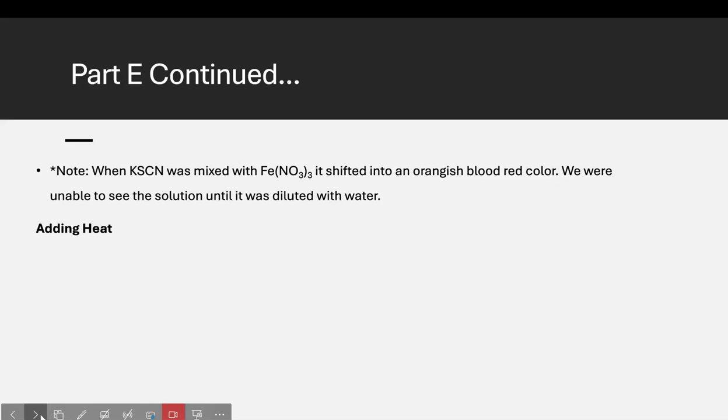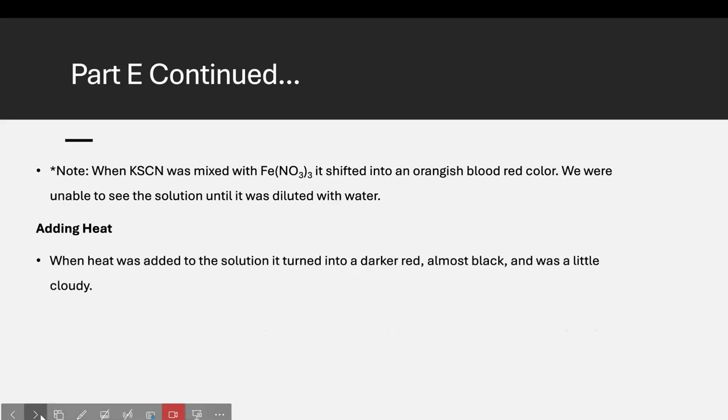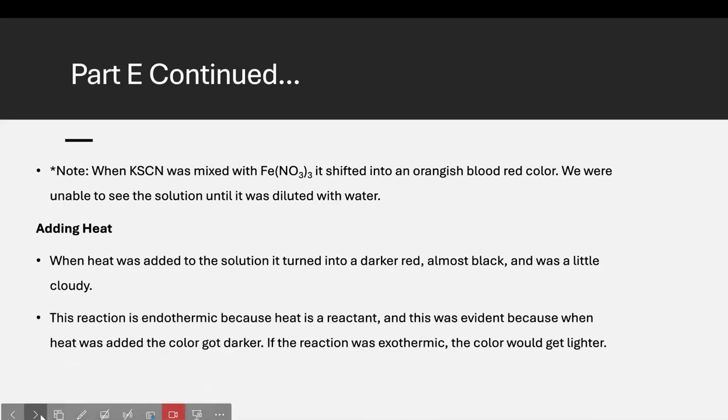However, compared to the rest of the class, which there were some variations that correlated with ours, the reactions were actually supposed to get lighter to show that they were exothermic. But because ours got darker, that meant it was endothermic, which then makes heat a reactant. And this was evident because of the fact that heat was added and the color got darker. Vice versa would happen if it was exothermic, which the color would get lighter, which is what was supposed to happen, but for our case, it did not.